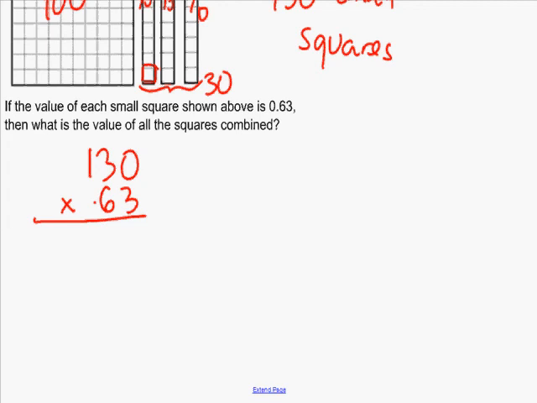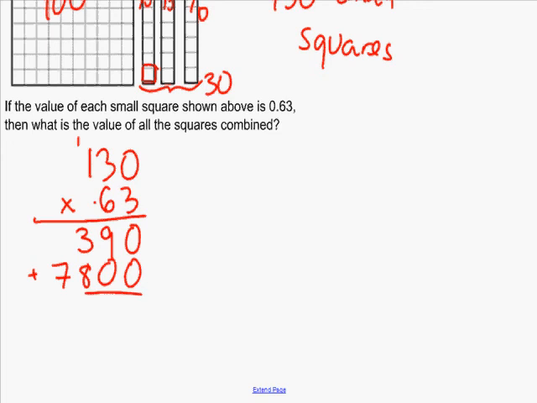3 times 0 is 0. 3 times 3 is 9. 3 times 1 is 3. Let's start multiplying by that 6. I'm going to move one spot over in the next line. 6 times 0 is 0. 6 times 3 is 18. Carry 1. 6 times 1 is 6, plus 1, which is 7.